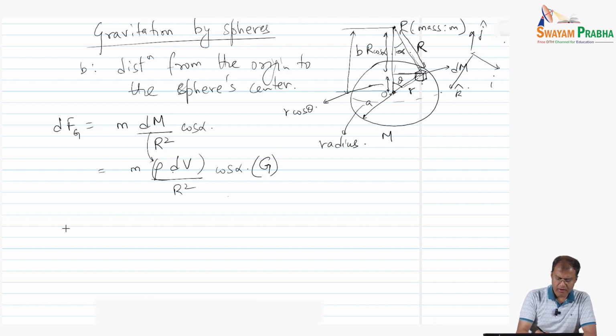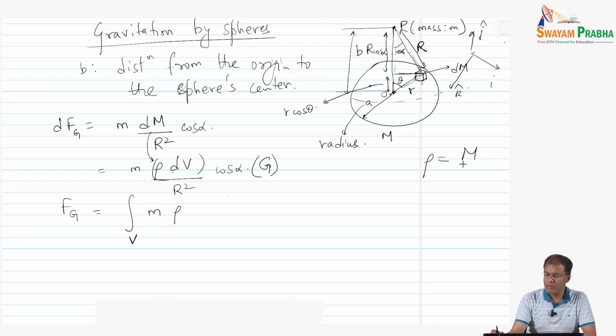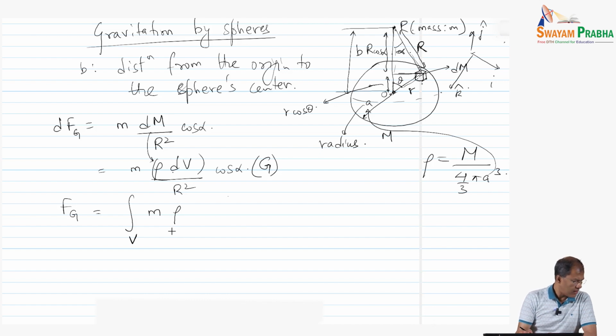And then to find the gravitational force of attraction, we integrate this, and we see that this is going to be integration over the entire volume. So this is going to be m rho. So rho is going to be, well, let me keep this rho. So rho is the total mass of the sphere divided by the total volume, 4/3 pi a cube, a being the radius of the sphere. So rho is this, and then we have this distance.